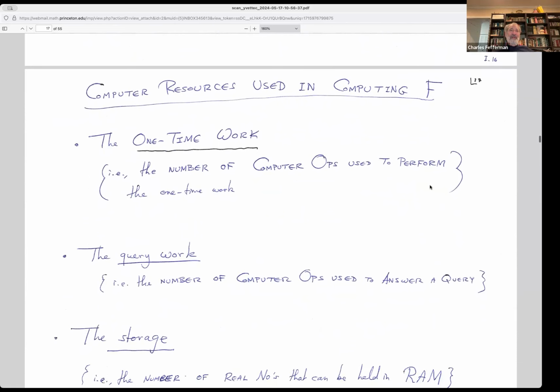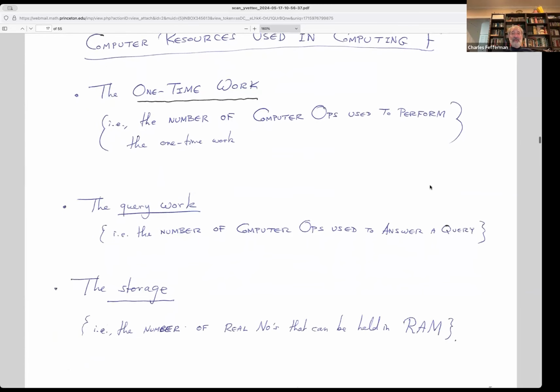So there are three: the one-time work, the query work, and the storage. The one-time work is simply the number of computer operations used to perform the one-time work in computing a function. A computer operation means, for example, adding two numbers together or fetching a number from a given memory location. Similarly, the query work is the number of computer operations used to answer a query. And finally, the storage is the number of real numbers that can be held in the RAM.